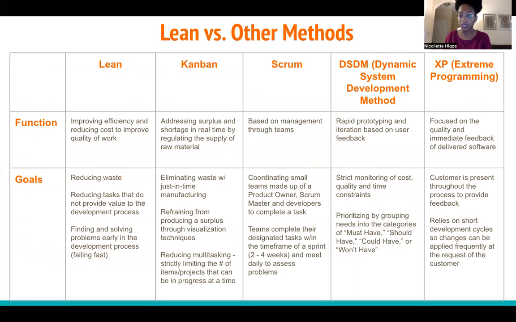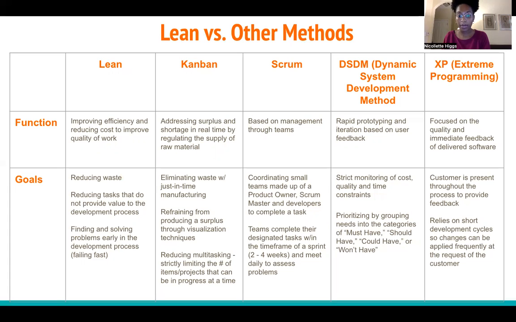So to compare lean to other methods, the Kanban method, the function of that is to address surplus and shortage in real time by regulating the supply of raw material. And the goals for this are eliminating waste with just-in-time manufacturing, refraining from producing a surplus, and reducing multitasking. So they'll limit themselves from working on more than one item or project at a time.